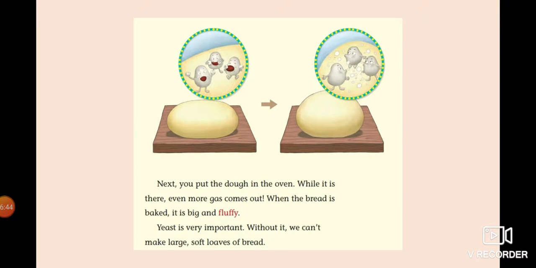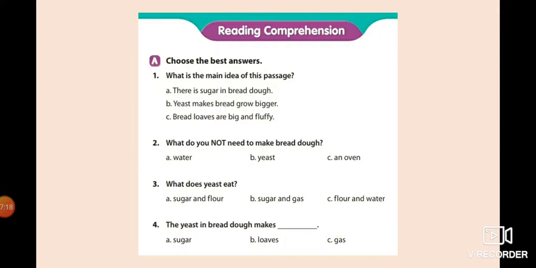Next, you put the dough in the oven. While it is there, even more gas comes out. When the bread is baked, it is big and fluffy. Yeast is very important. Without it, we can't make a large, soft loaf of bread. That means if we don't add yeast to the dough, this one is not good, because we don't have a soft loaf of bread. Yes? Okay, excellent job.